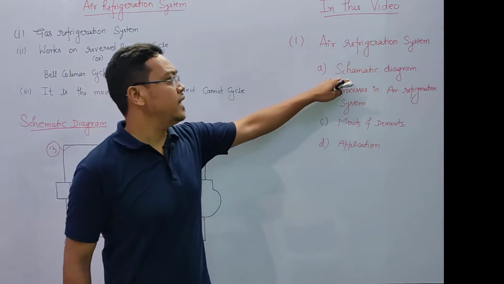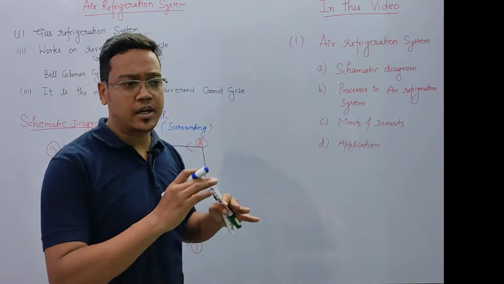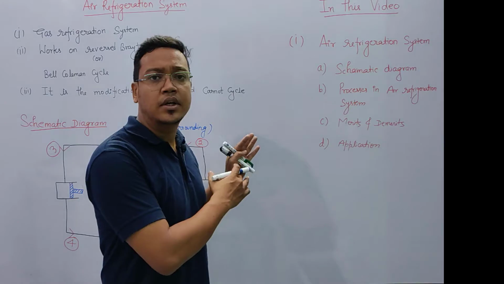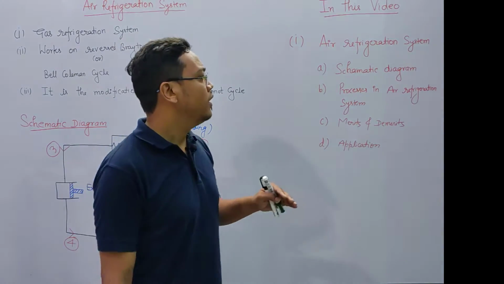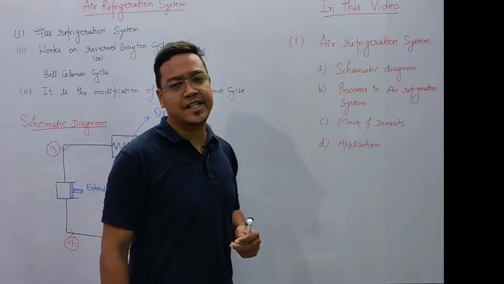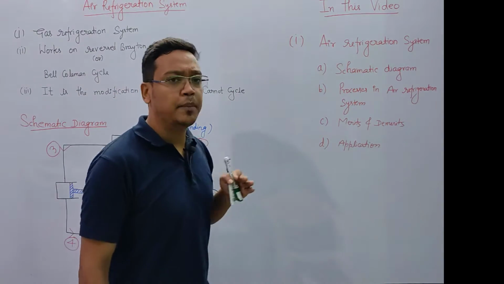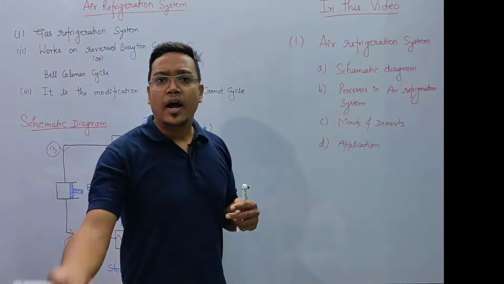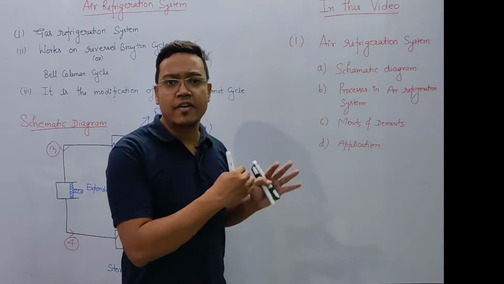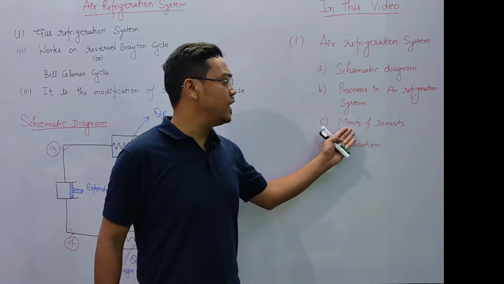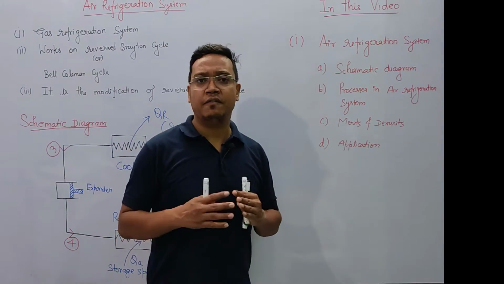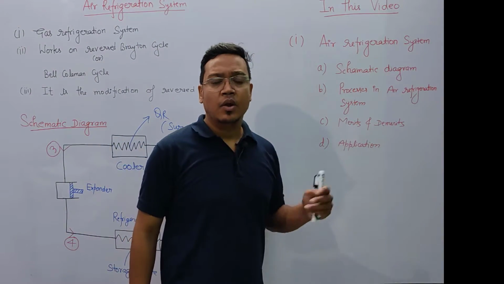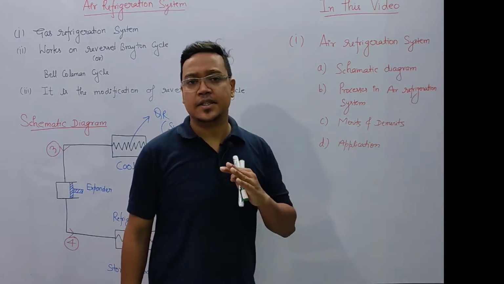First, we will see the schematic diagram. What are the components? What are the equipments which will be used in an air refrigeration system? Now we will see processes in air refrigeration system, like constant temperature process or constant entropy process. All these things we will see here. Then we will see merits and demerits of air refrigeration system. After that, we will see applications where we use this air refrigeration system.